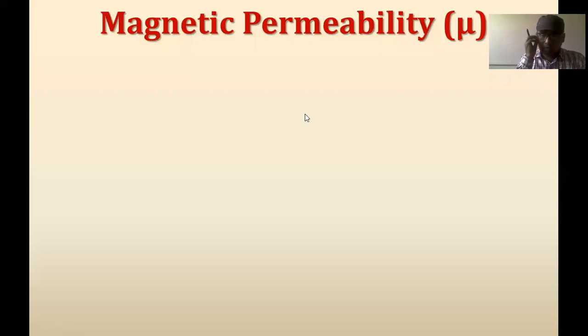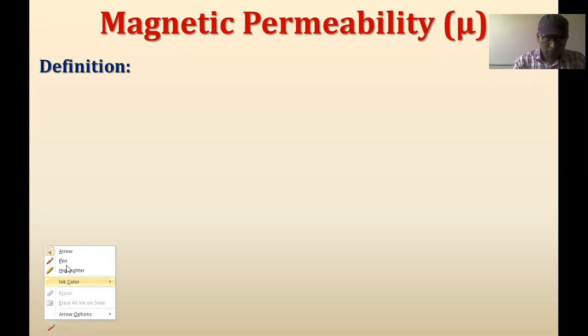Today we are going to discuss the further basic concepts of the magnetic circuit. We call it magnetic permeability. It is represented with the mu. Is it right? Now, before discussing magnetic permeability, let me repeat Coulomb's law for the magnetic effect.